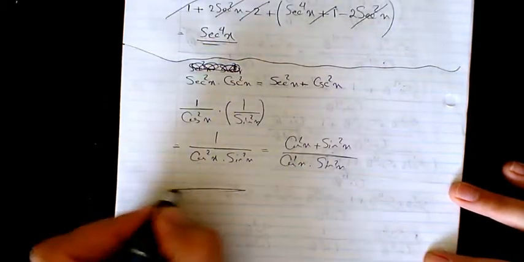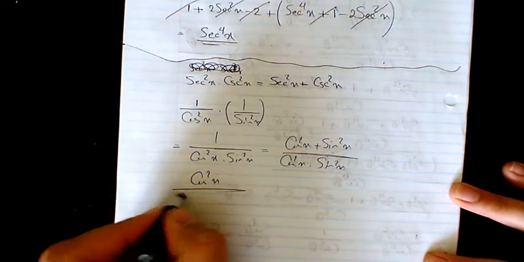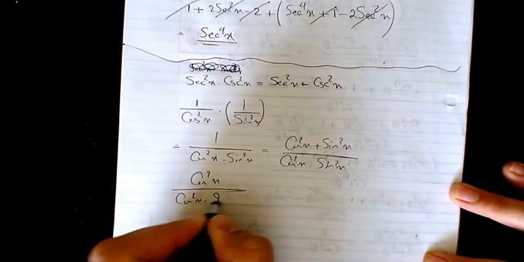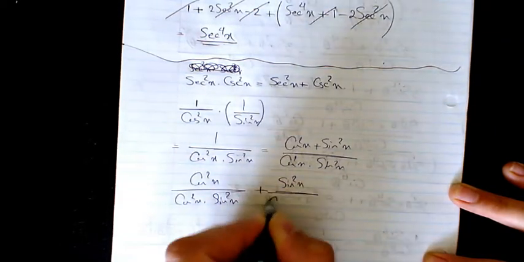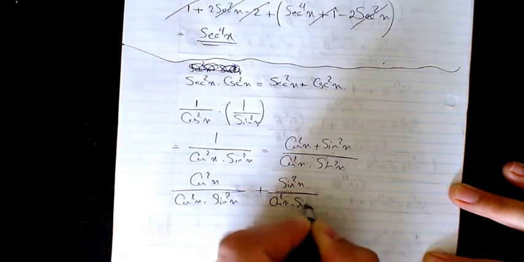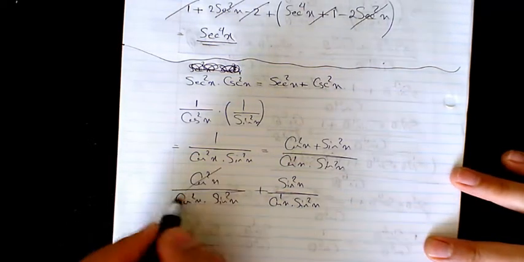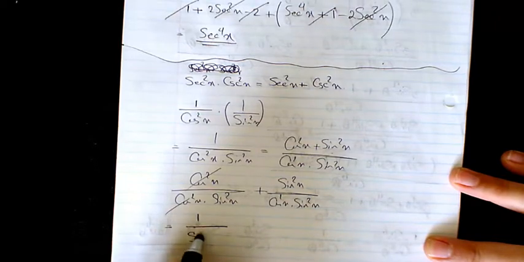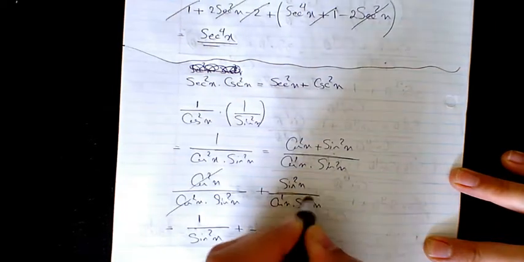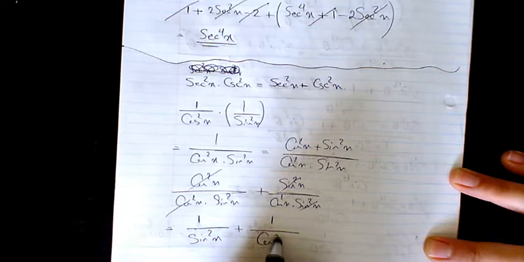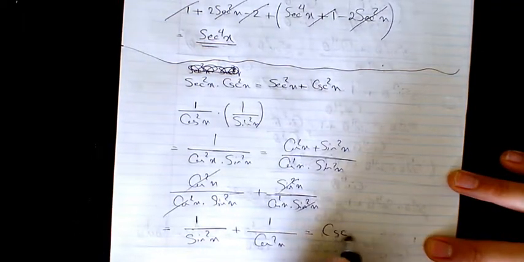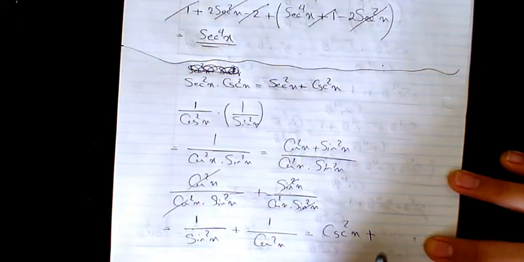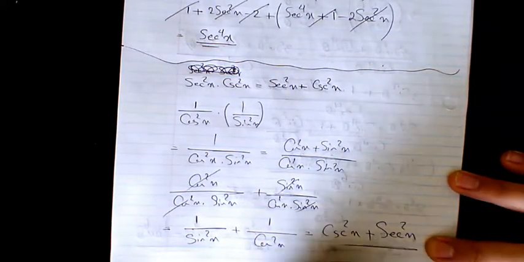So I decompose it. I have cosine squared x plus sine squared x divided by cosine squared x times sine squared x. These two cancel out. It will be 1 over sine squared x plus, these two cancel out, 1 over cosine squared x. So 1 over sine is cosecant, 1 over cosine is secant. That's exactly what you see on the right hand side of this equation.